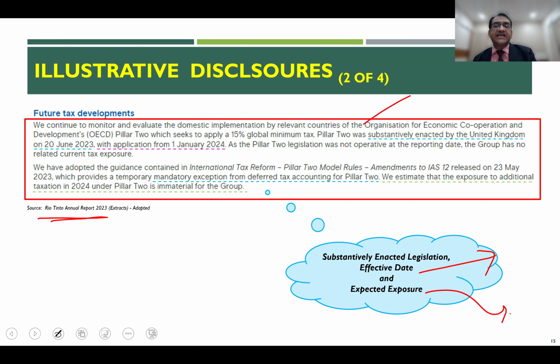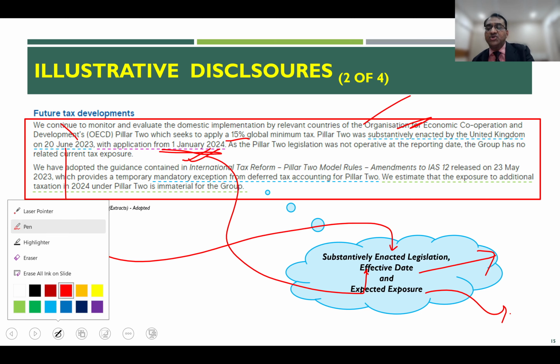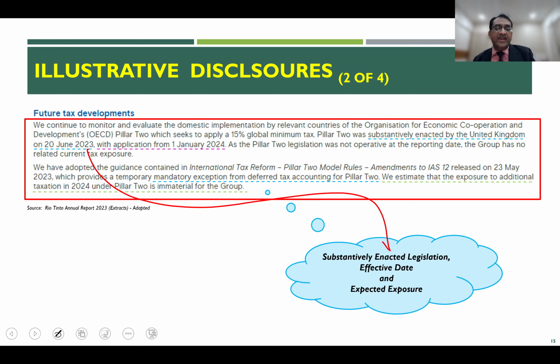You can see here, it says that Pillar 2 rules seek to apply a 15% global minimum top-up minimum threshold. But these Pillar 2 rules were substantively enacted by the UK on 20th of June 2023 with application from 1st January 2024, which means the effective date is 1st January 24, though enactment or substantive enactment has happened on 20th of June. So this disclosure says that enactment has happened on 20th of June, effective is on 1st of January.